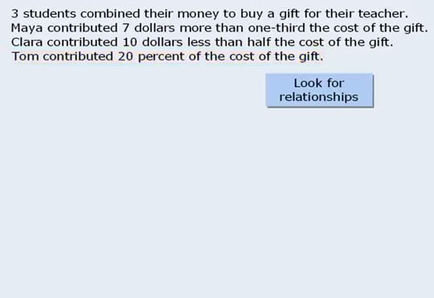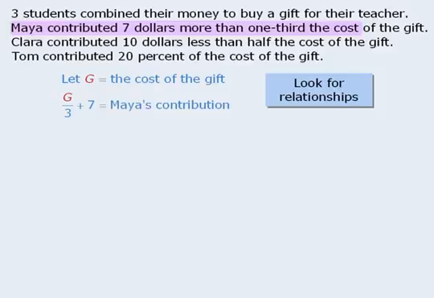Since each contribution is given as a relationship to the cost of the gift, let's let G represent the cost of the gift. Now Maya contributed $7 more than 1/3 the cost of the gift. So let's take the cost of the gift and first divide it by 3. This represents 1/3 the cost of the gift. And we are told that Maya contributed $7 more than 1/3 the cost of the gift. So if we add 7 to this, we now have an expression that represents Maya's contribution.